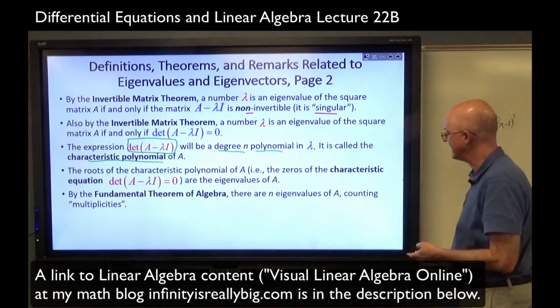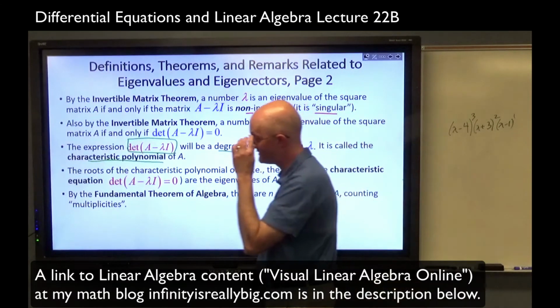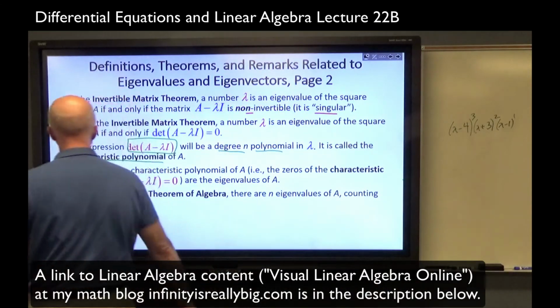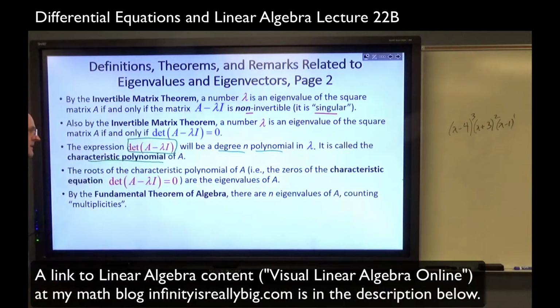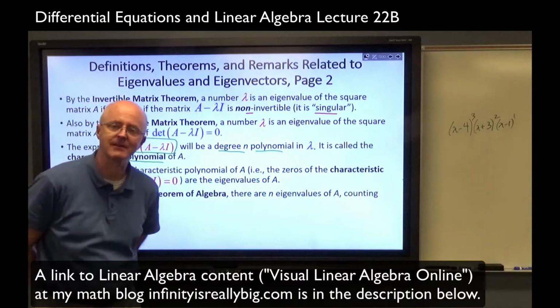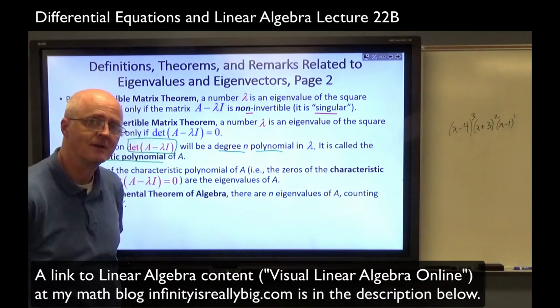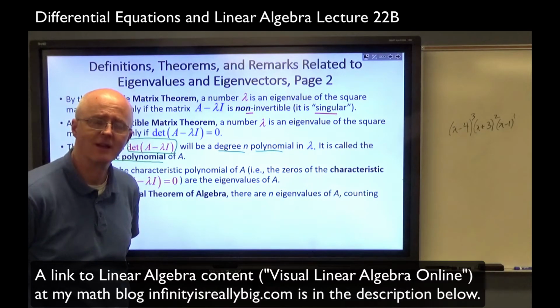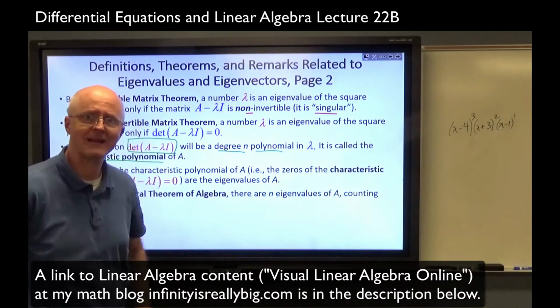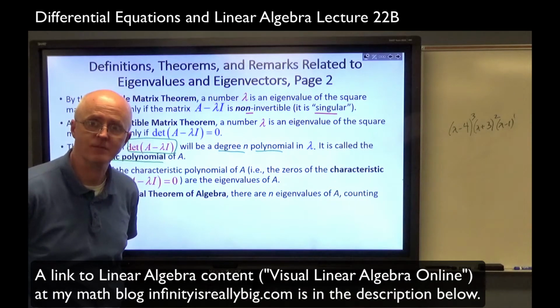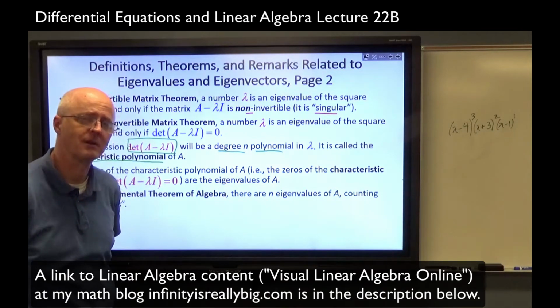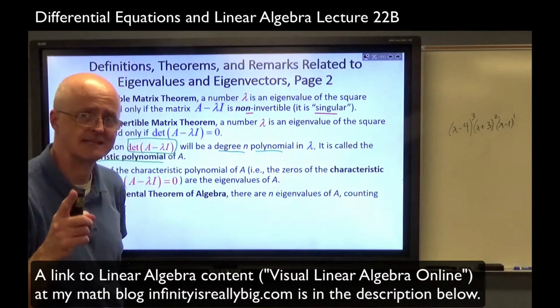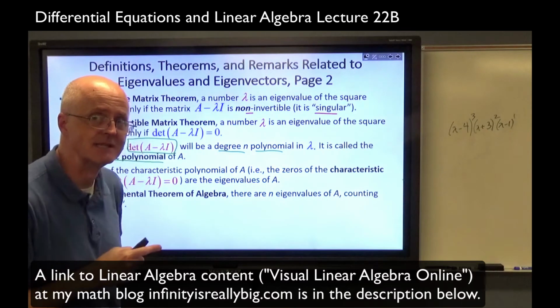So you're going to have n eigenvalues of A, counting multiplicities. But there's something to be aware of here. The fundamental theorem of algebra doesn't say those n eigenvalues have to be real numbers. What if the characteristic polynomial was lambda squared plus 1? Its roots would be plus or minus i, where i is the imaginary unit, square root of negative 1. There's no problem with that existing. It does exist because we define it to exist.